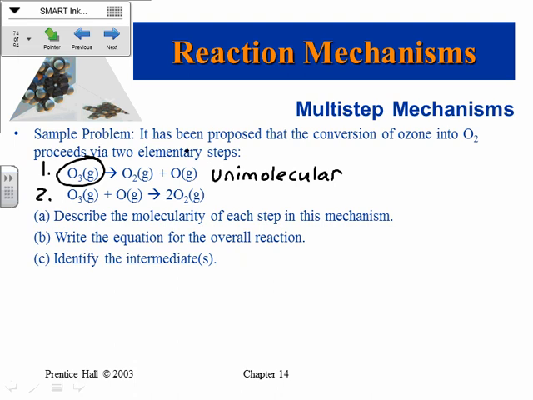Now this right here is very unstable. Oxygen doesn't like to be that way. We've talked about how oxygen is diatomic, right? So this oxygen is going to find another ozone molecule and then form O2. Now what is the molecularity of the second step here? Bimolecular. So there's your answer to part A, because you have two reactants colliding together in the second step of the mechanism. Then we want to write the equation for the overall reaction here.